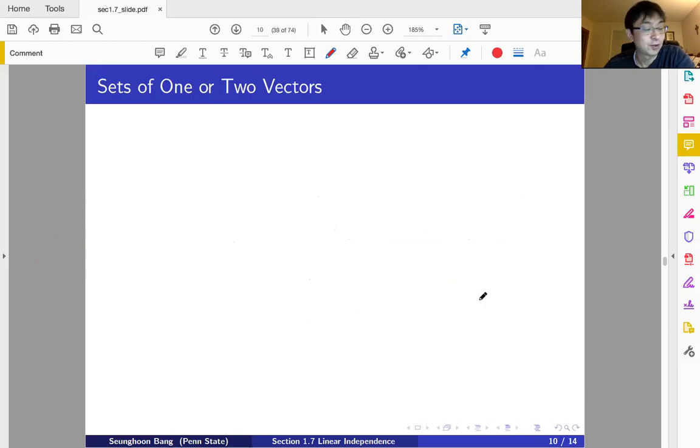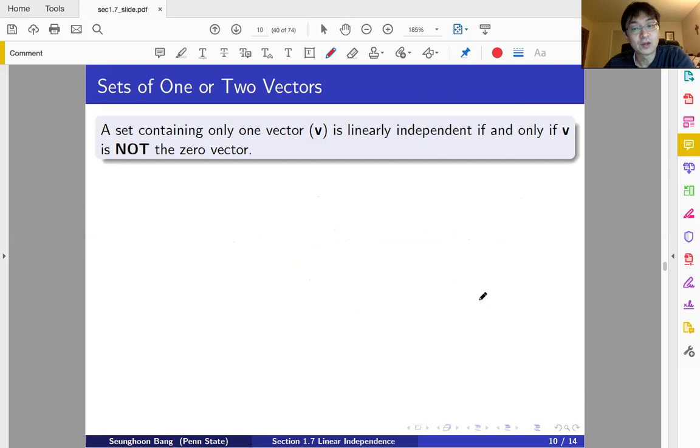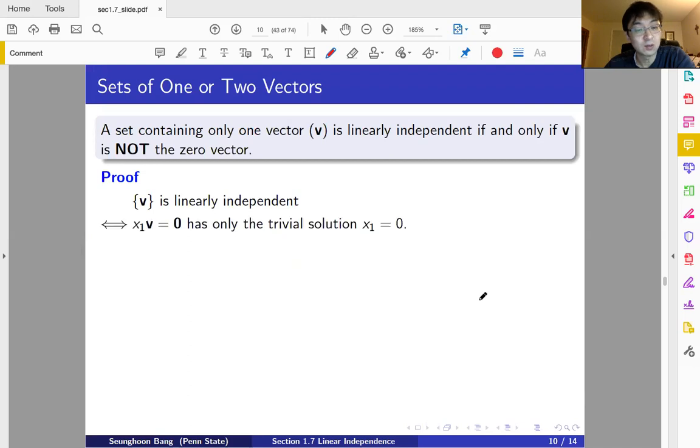Set of one or two vectors. The set containing only one vector v is linearly independent if and only if v is not the zero vector. Proof. The set with only one vector v is linearly independent. What does it mean? The equation x1 times v equal to 0 has only the trivial solution x1 equal to 0. We can assume that vector v equal to 0. What happens? x1 v equal to 0 for any x1. So one example is 5 times vector v equal to 0 also, because vector v is 0. So what does it mean? 5 is a non-trivial solution.